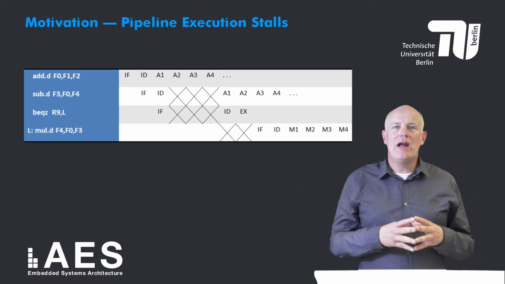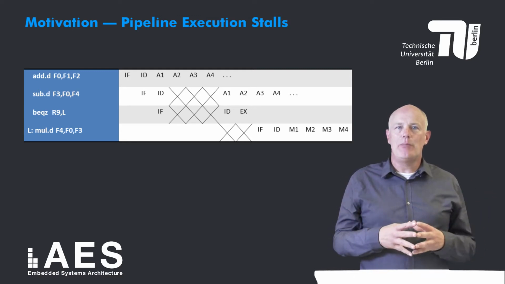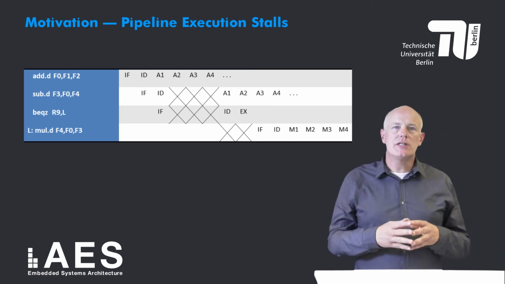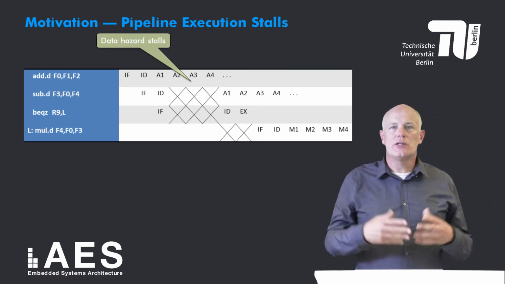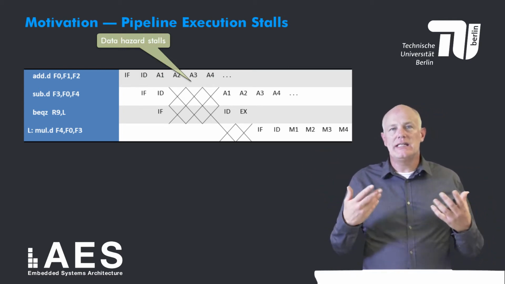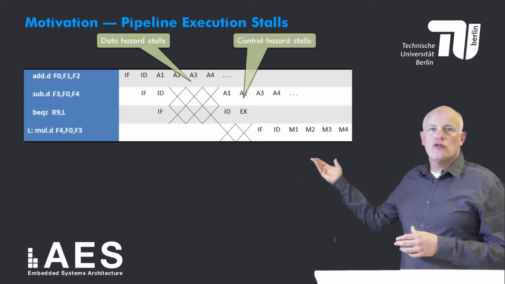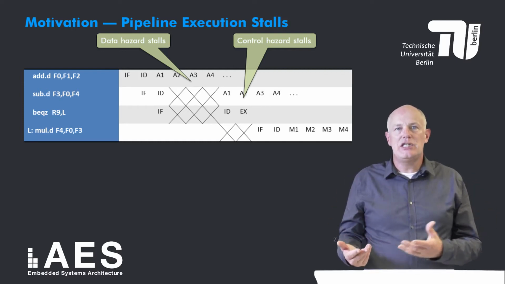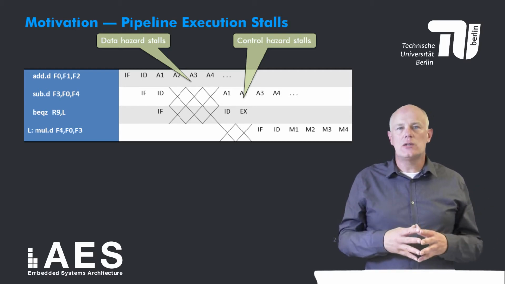This pipeline diagram shows a possible execution of a code snippet on a pipeline processor with multi-cycle operations. As indicated by the crossed boxes, there are many stall cycles. First, there are data hazard stalls caused by the fact that an instruction is dependent on a previous instruction that is still in the pipeline. And there are control hazard stalls caused by the fact that there is a delay between fetching a branch and executing it.